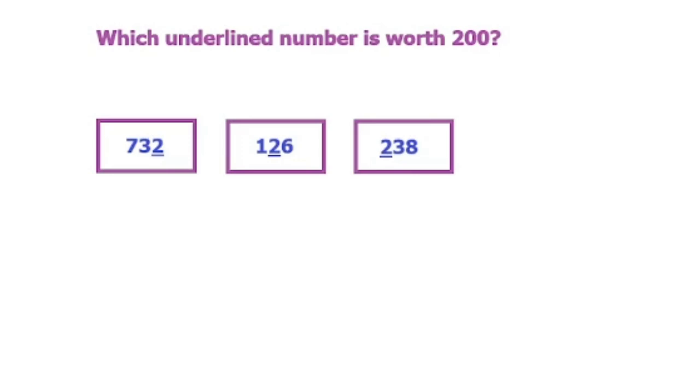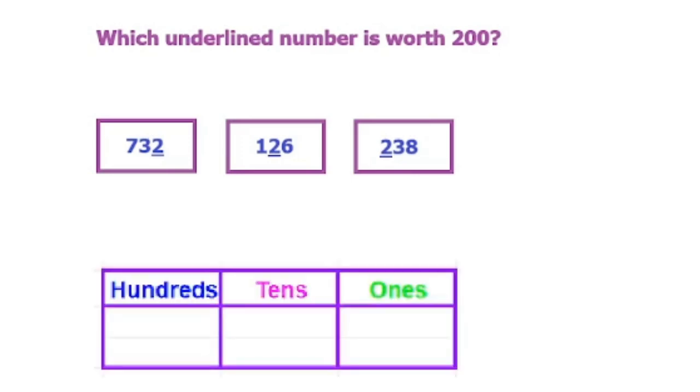So to do this, you would need to remember your place value. So let's look at the place value chart. The hundreds go here, the tens go here, and the ones go here. So let's look at each of these numbers.